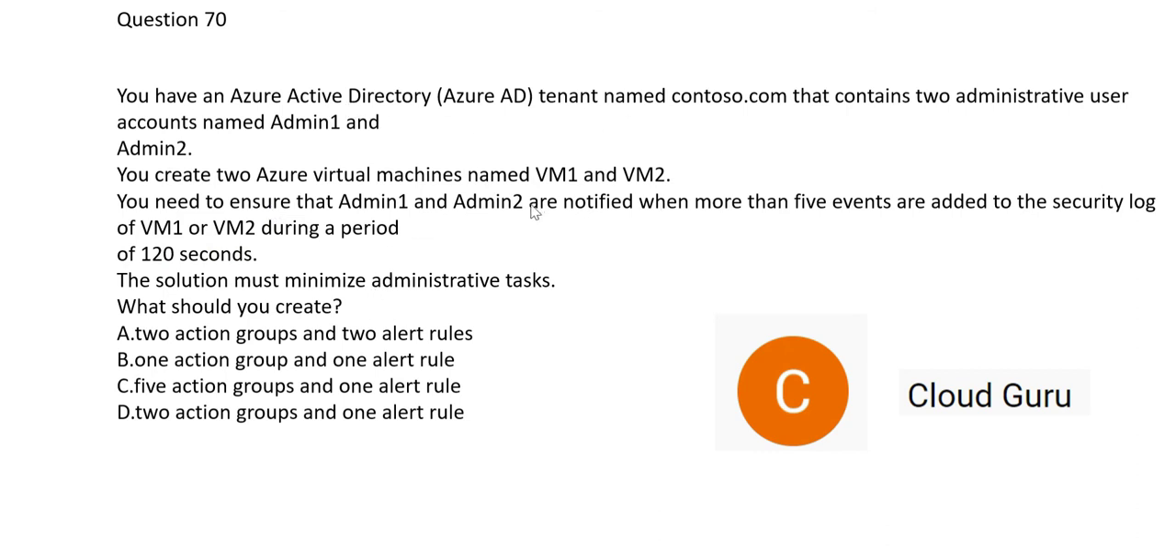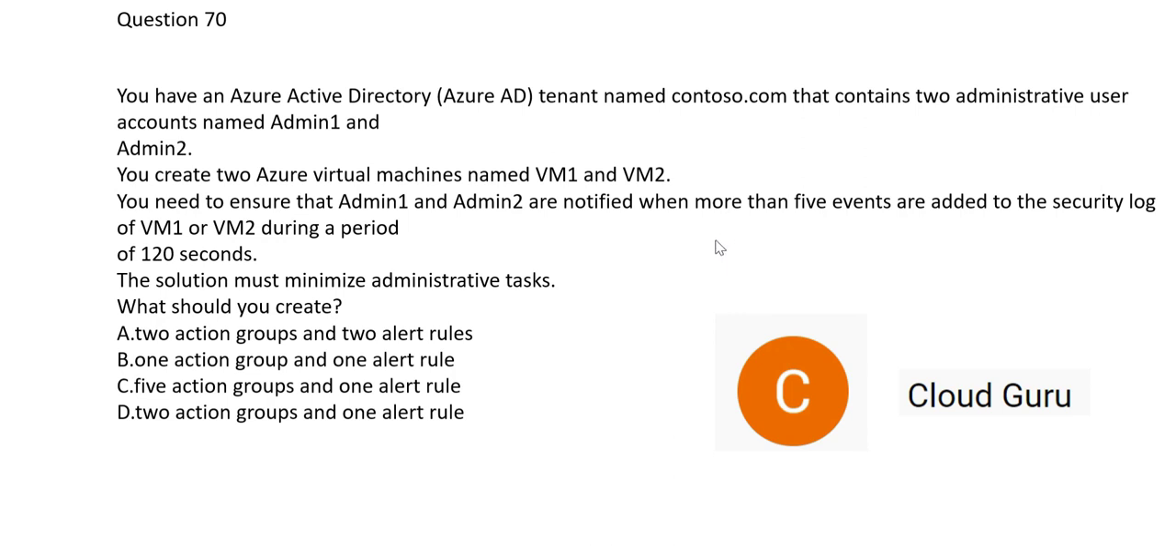Primarily what is important is, you need to ensure that admin 1 and admin 2 are notified when more than 5 events are added to the security log of VM1 and VM2. So there are two VMs, VM1 and VM2, and both will have some security logs. If there are more than 5 events in the period of 120 seconds, then the administrator should get emails. What can be events?